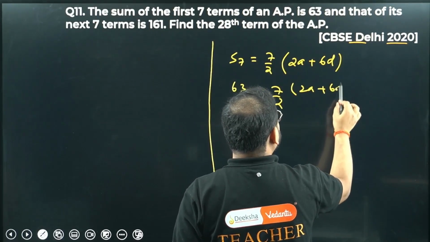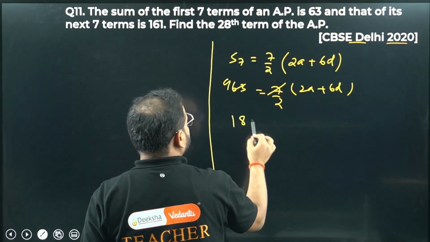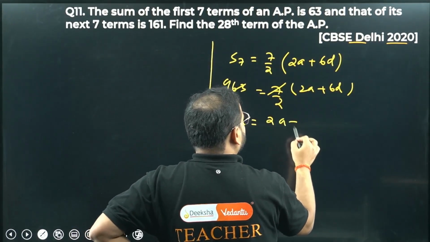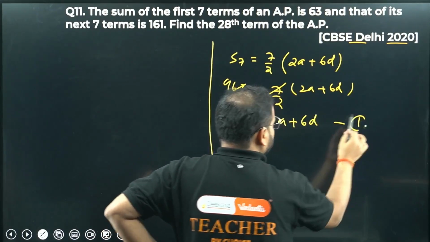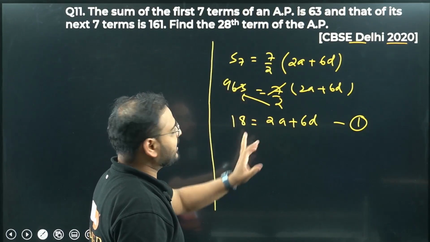2A plus 6D. 7 times 9 is 63. 9 times 2 is what? 18. First equation is what? 18 equals 2A plus 6D. Equation number 1. 7 times 9 is 63. I've cancelled this and then multiplied 2 with this. 2 times 9 is 18.